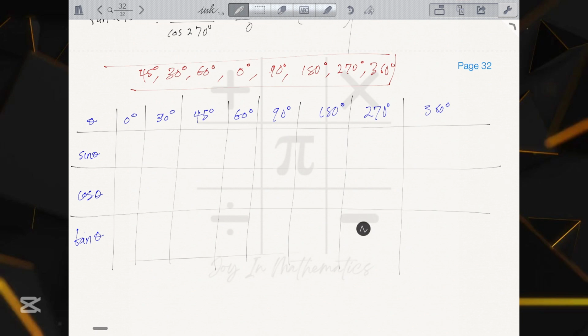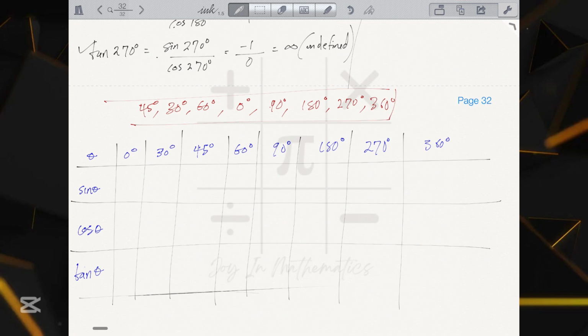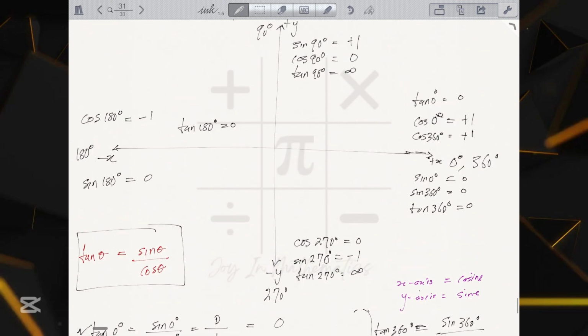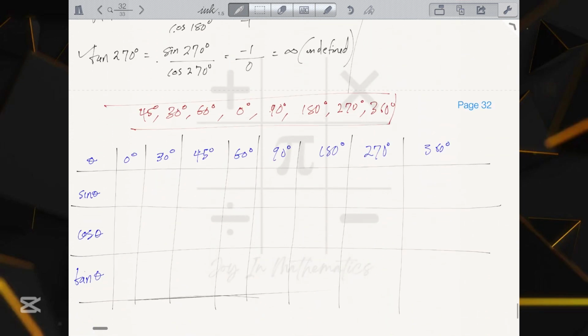So we go back to the inception where we evaluated 0 degrees. We can say that sine 0 degrees is equal to 0, cos 0 degrees is equal to 1, and tan 0 degrees is equal to 0. So we have sine 0 degrees equal to 0, cos 0 degrees equal to positive 1, tan 0 degrees equal to 0.